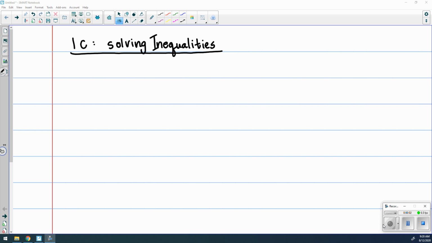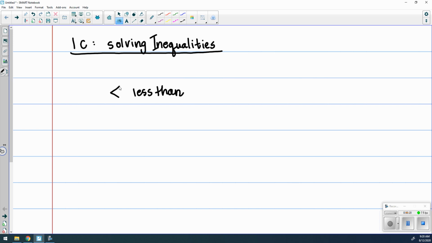All right, team. So we've gotten pretty good solving equations. Today we're going to review solving inequalities. So let's review the four symbols. The first of the inequality symbols is this guy, and we read this as less than.